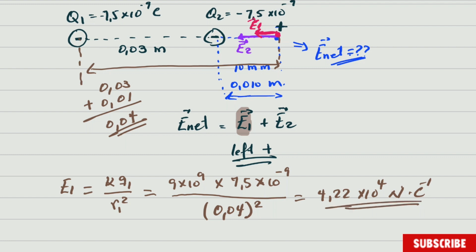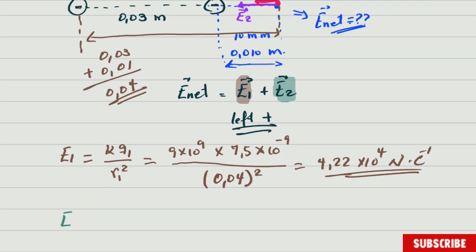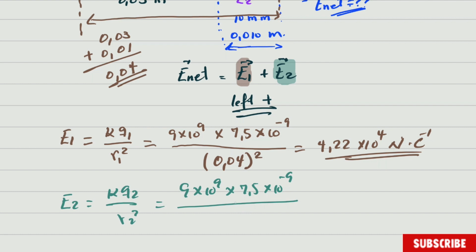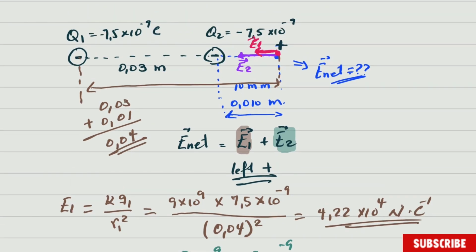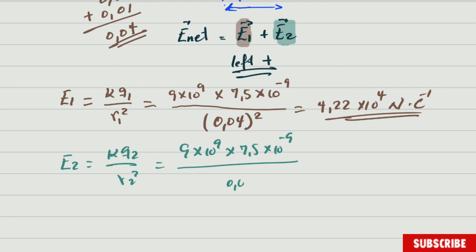Now we have to calculate the electric field due to the second charge. It's almost the same numbers except for the distance 2 squared. So you have 9 times 10 to the 9 times 7.5 times 10 to the minus 9. Remember, they have the same charge after they touch each other, guys. And here the distance is only going to be 0.01 squared. So when you calculate that, you will get that the electric field 2 is equal to 6.75 times 10 to the 5 newton per coulomb. Guys, those are the two electric fields.